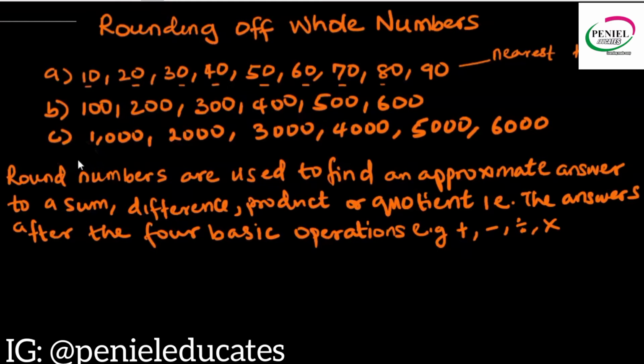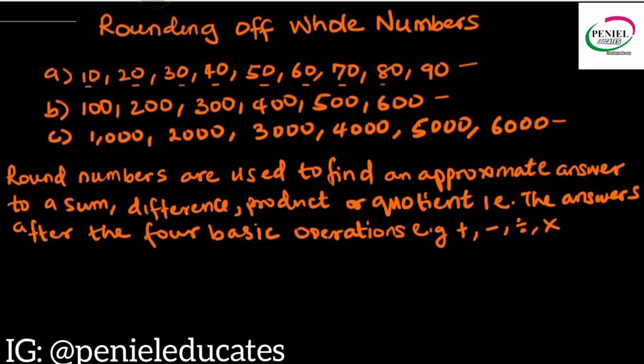Also, this particular one is written in multiples of thousands. That is 1,000, 2,000, 3,000, 5,000, and 6,000. Now we can say this is rounded off to the nearest 1,000. This is rounded off to the nearest 100, so you can say this is rounded off to the nearest 100.